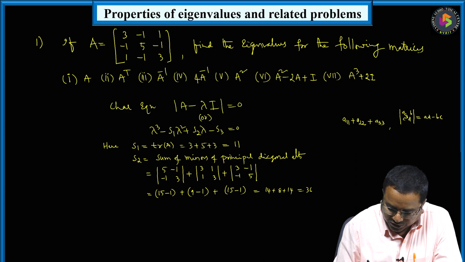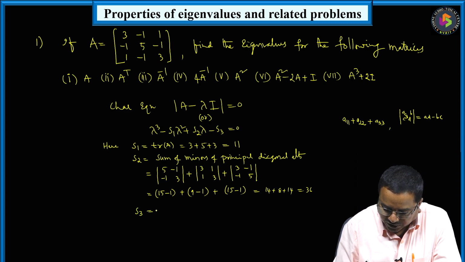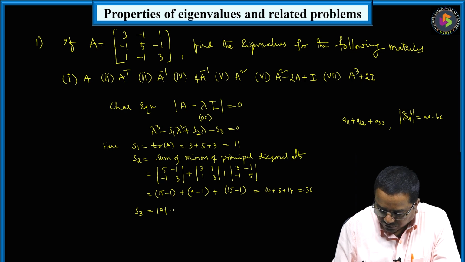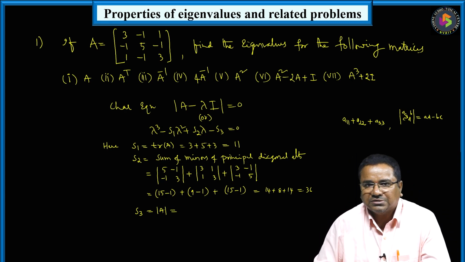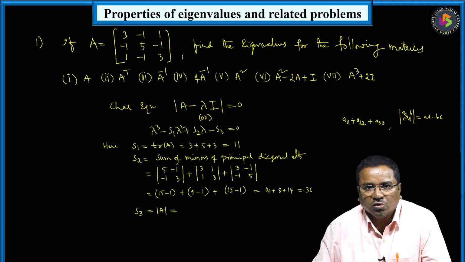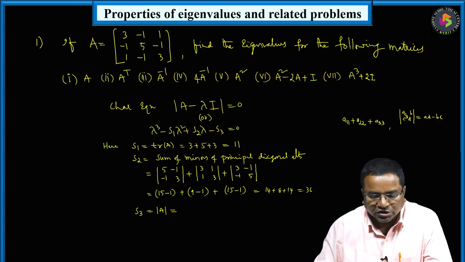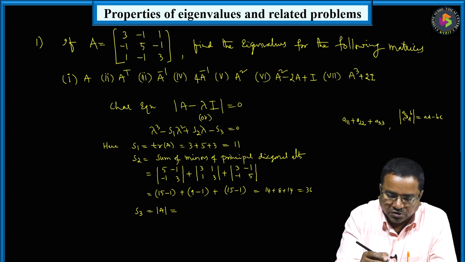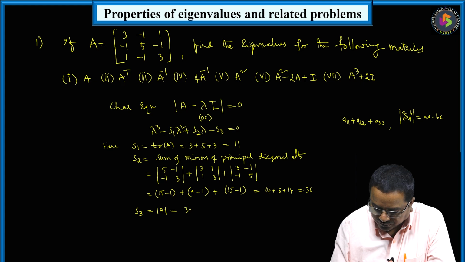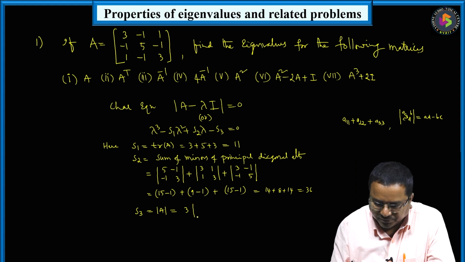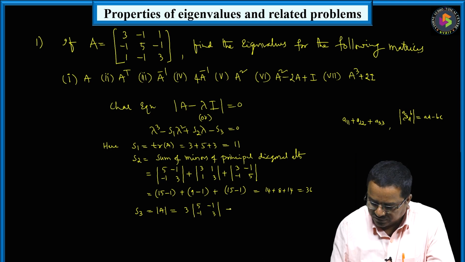Then next we have to compute S3, which is the determinant of the matrix. All of you are well aware of how to compute the determinant of a matrix: the sum of products of elements of any row or any column with corresponding cofactors will give the determinant of the matrix. So I am going to compute with respect to the first row. So this 3, now this one 15, 5, minus 1, minus 1, 3. Then here minus, minus here plus.